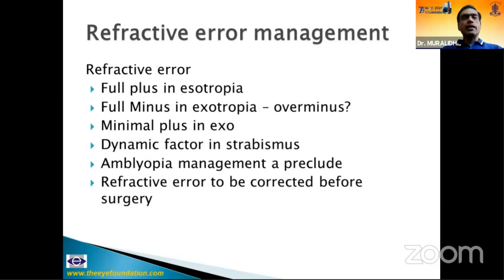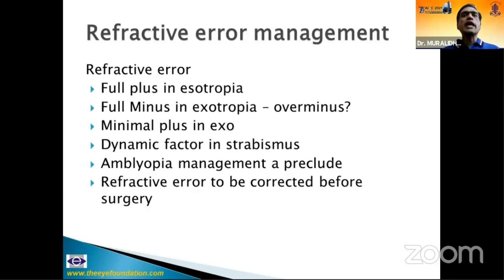So when correcting the refractive error, we correct the full plus in esotropia, anything above 1.5 in less than 5-year-old children, and above 5 years, we give the maximum tolerated plus that is compatible with 6/9 vision. We could give the full minus in exotropia. That is, you could even over minus. There are special categories of patients where you could over minus. Select patients. You give the minimal plus in exo. Having said that, any hyperopia more than 5 diopters mandates correction in children less than 5 years.